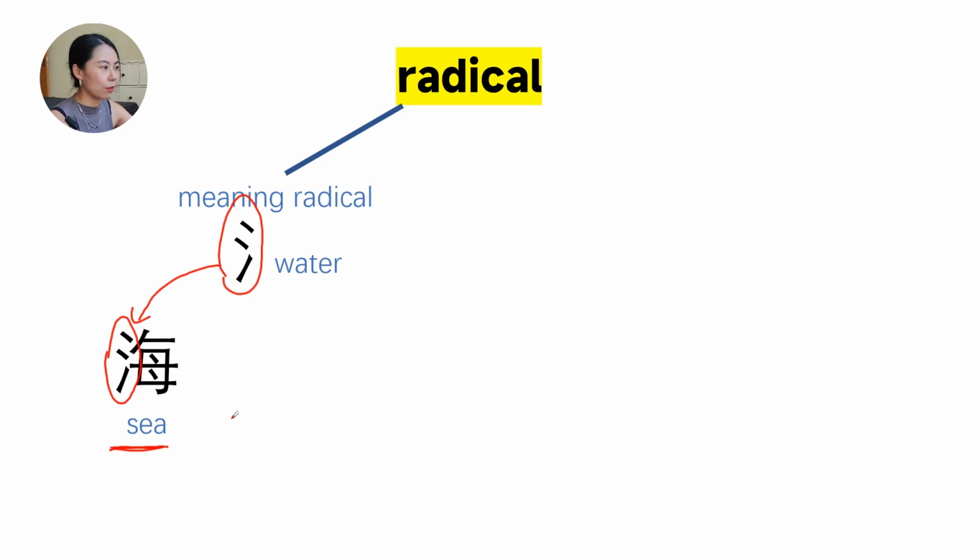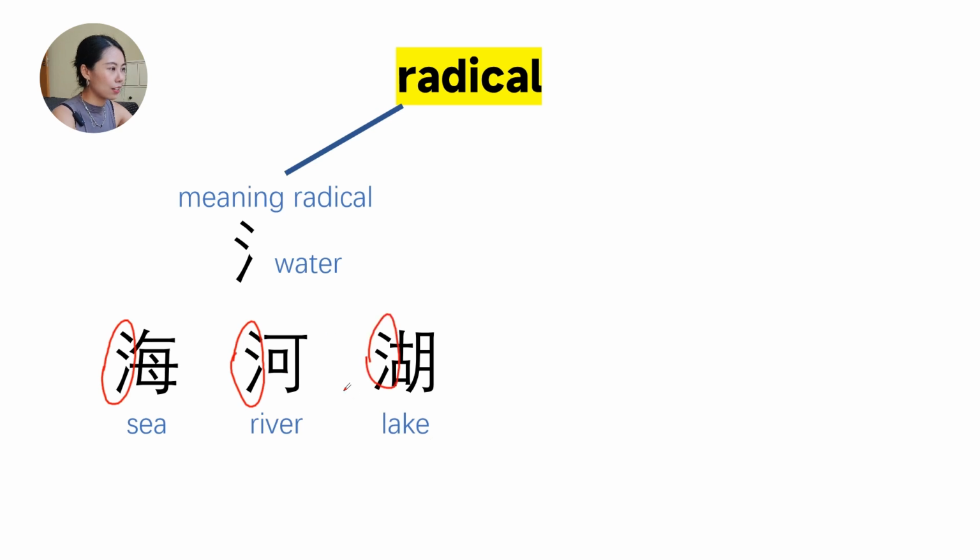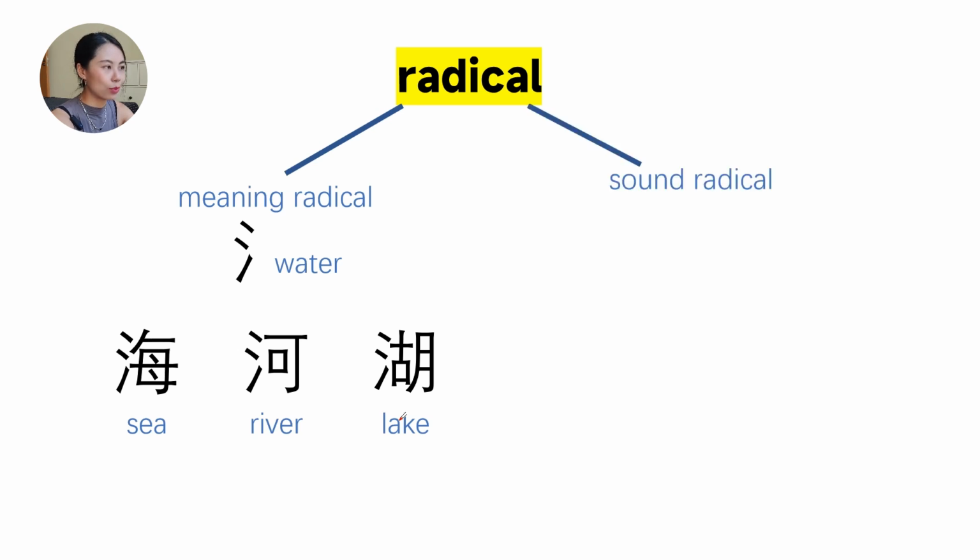Oh, of course, there's a lot of water in the sea. And this one, this is river, 河. And this one, 湖, lake. So all of them have the water radical, and it brings the meaning to all these Hanzi. See? River, lake. All of them have water. This is the meaning radical, and we have the second type of radical, which is the sound radical.